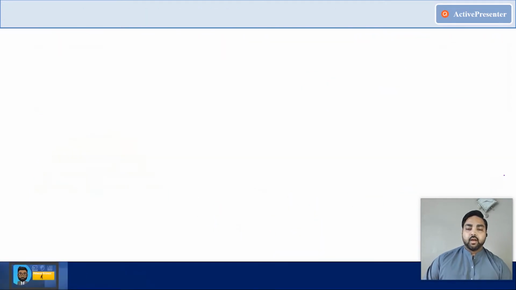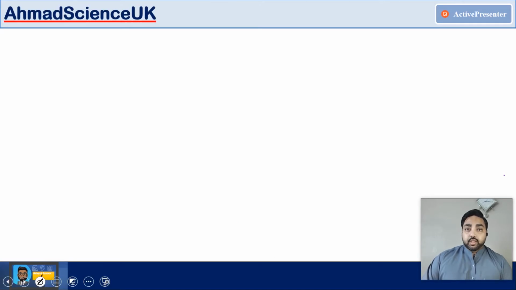Yeah? Right, guys. That's a quick summary of the development of the model of the atom, with more specific details and the comparison of the plum pudding model and the nuclear model.